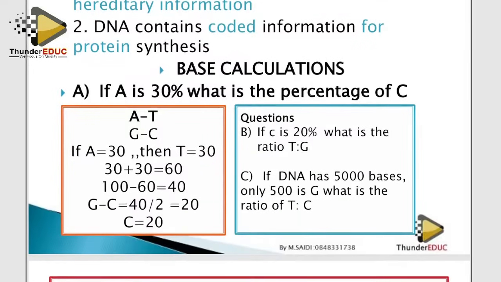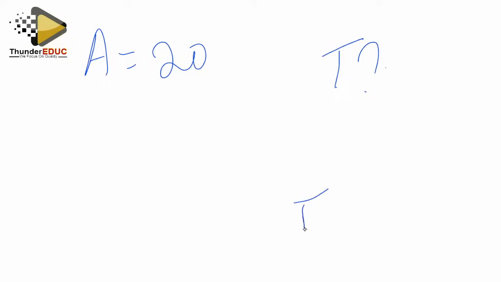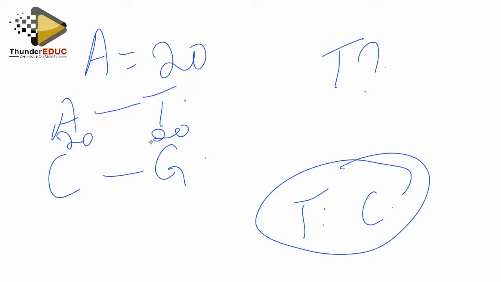Now, when it comes to base calculations, guys, I think you know the base calculation. We have like two or three ways in which we can bring this question. If adenine is 20, I'm just giving an example, what is the percentage of thymine? Or what is the ratio of thymine to cytosine? I'm looking for the ratio of this to this. So if adenine is 20, adenine goes with thymine, cytosine goes with guanine. Obviously thymine is 20, so it makes 40. Remember it's percentage.